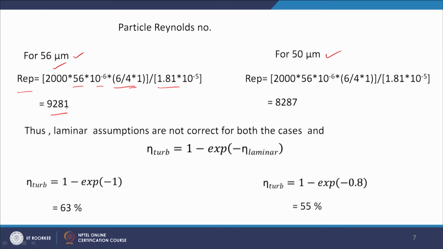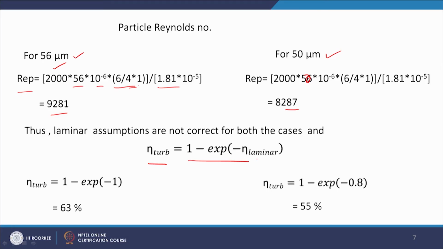For the same case for 50 micrometer we have 2000 into 50 into 10 to the minus 6 into 6 by 4 into 1 into 1.81 into 10 to the minus 5. So, that is equal to 8287. So, here also the particle Reynolds number 8287 is very high. So, in this case the laminar assumptions which we have considered are not correct for both the cases, and the efficiency under turbulence will be different from the efficiency which we got in the previous slide.